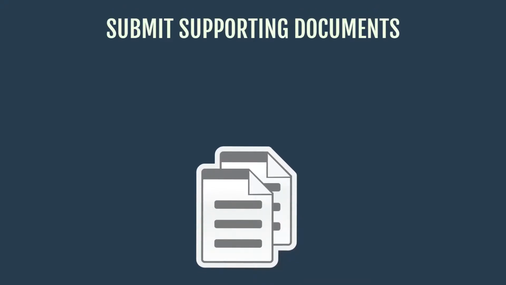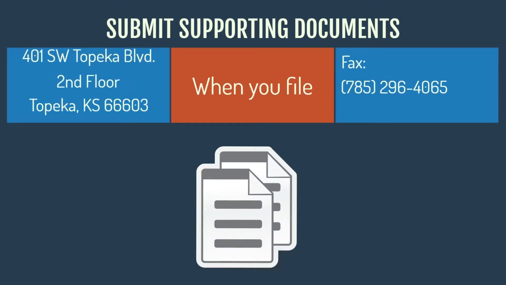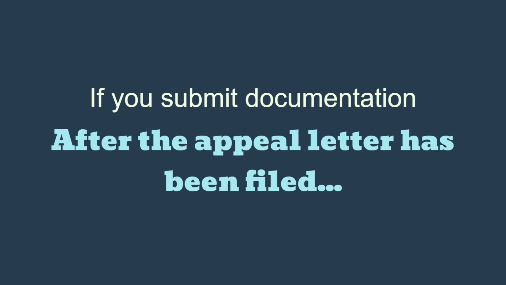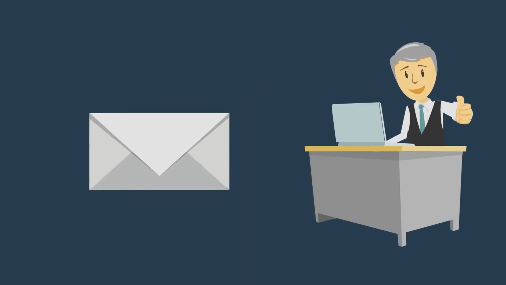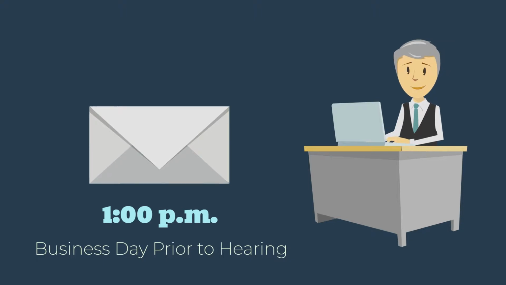Remember to submit any supporting documentation you feel will help your case, preferably when you filed your appeal request. Otherwise, you can submit them by mail or fax. If you submit the documentation after the appeal letter has been filed, you must also send the documentation to the opposing party by 1 p.m. the business day prior to the hearing.